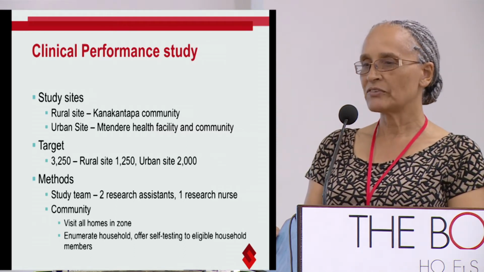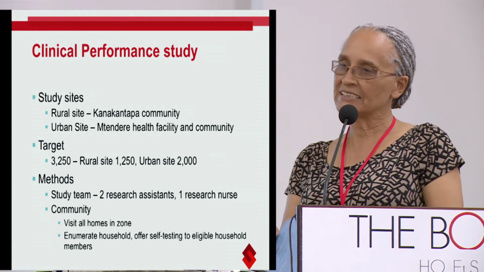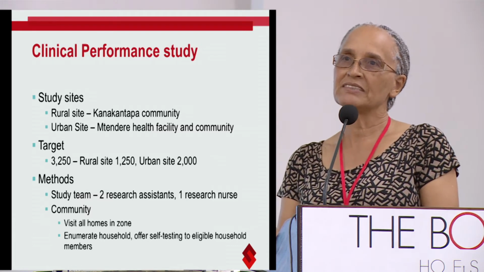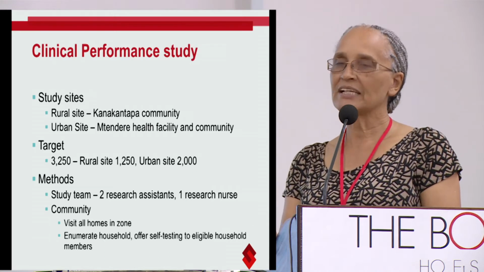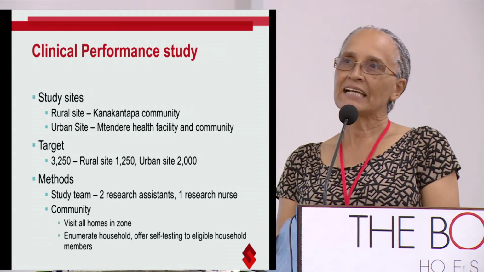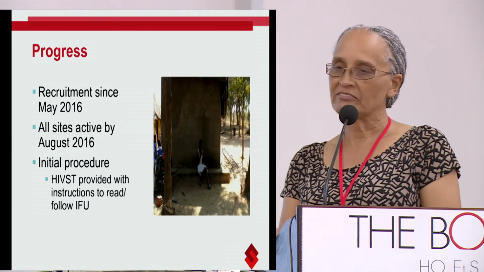We had a target of 3,250. For each site, we had two teams, with two research assistants and one research nurse. In the community, these teams visited all homes in the zones, enumerated the household members, and offered self-testing to the eligible household members. The study began in May 2016, and we had all the sites active by August.